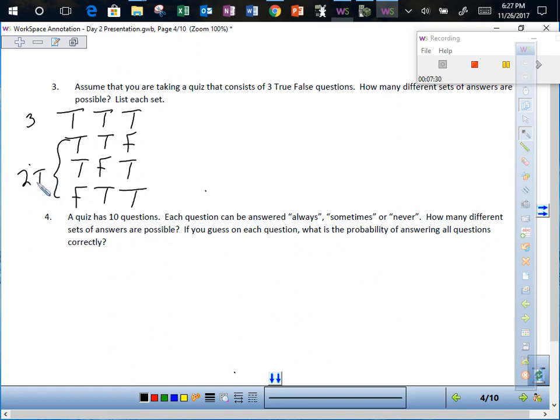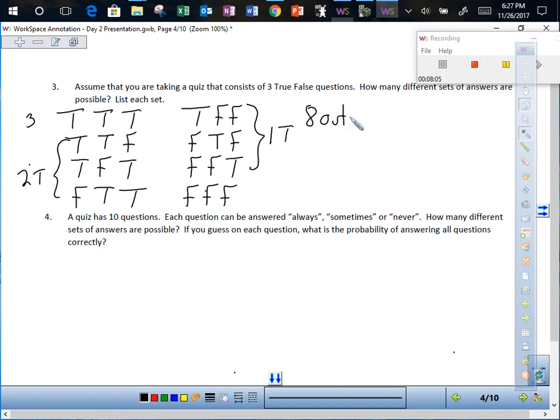Now let's list all the ways to get 1 true. Number 1 could be true. Then I could go false, false. I could go false because question number 2 was true, and then false again. I could also go false for number 1, false for number 2, true for number 3. So there's all the ways to get 1 true answer. And then, of course, to get 0 true answers, they all could be false. So guys, what I know, there's 8 different outcomes on this quiz or test.